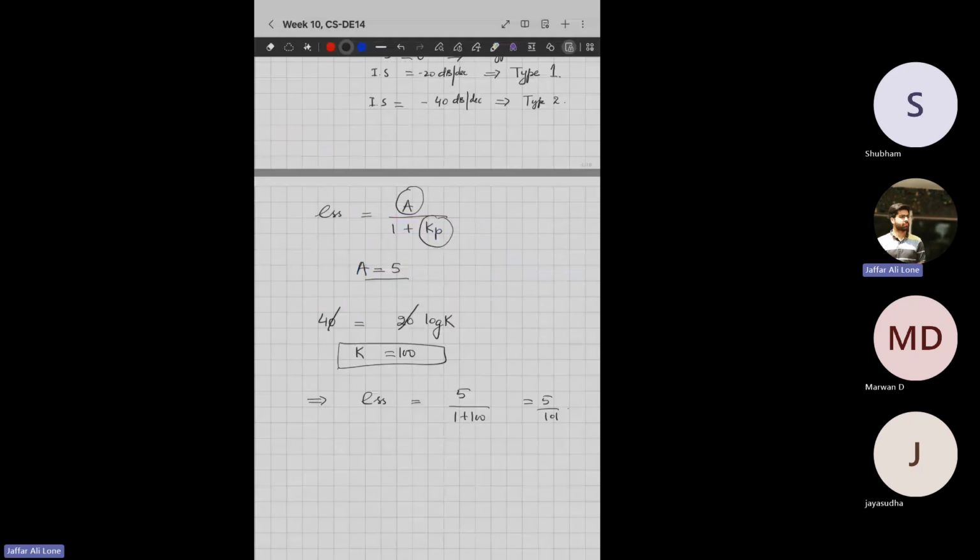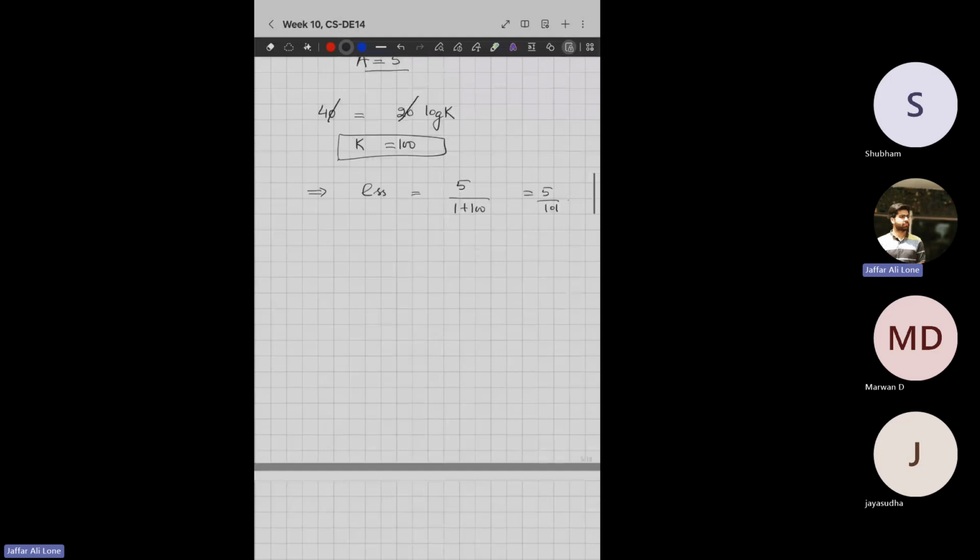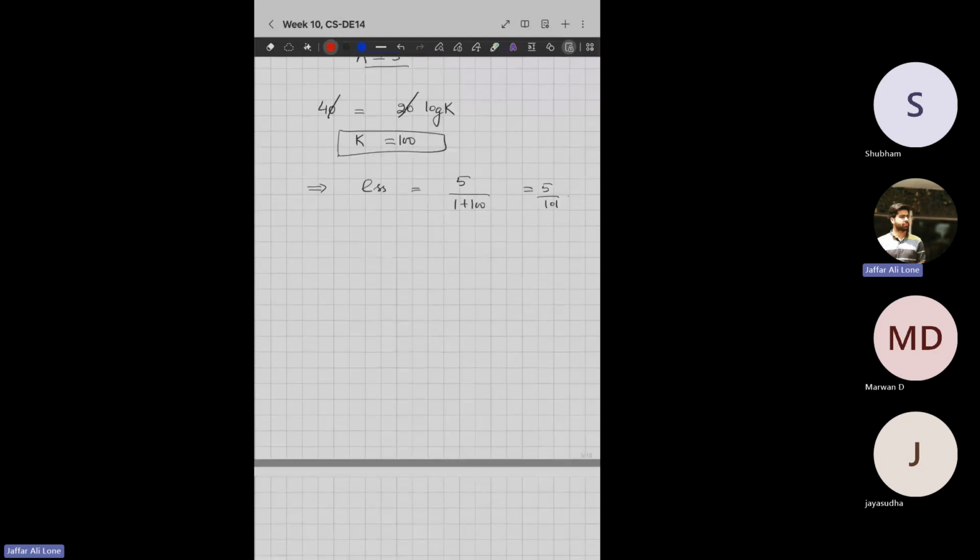Okay, so as simple as that. Basically what you have to do is see the initial slope for the type, and then use the initial magnitude for the K calculation. Now with that, please solve this question.